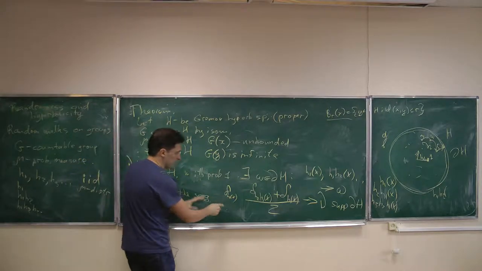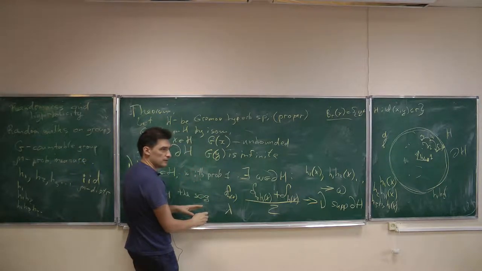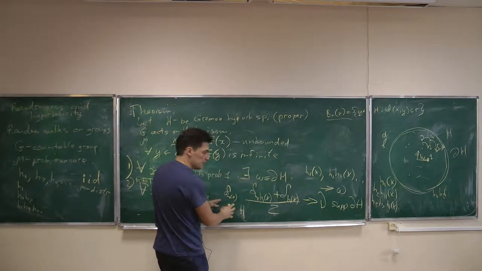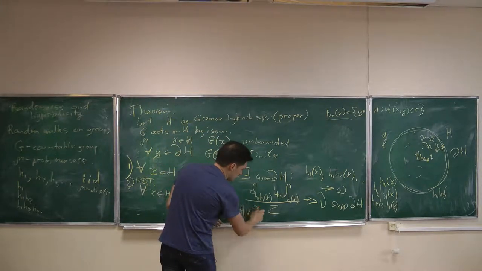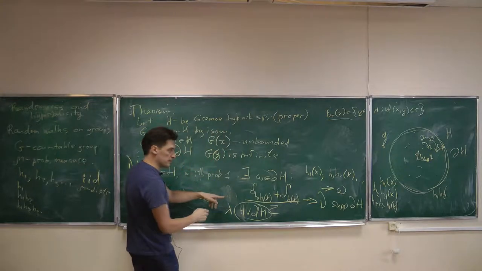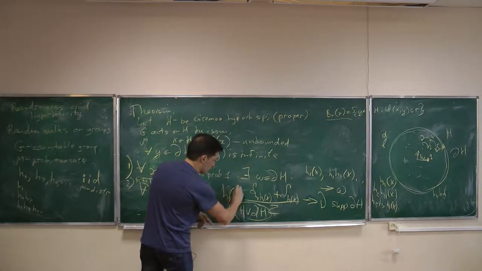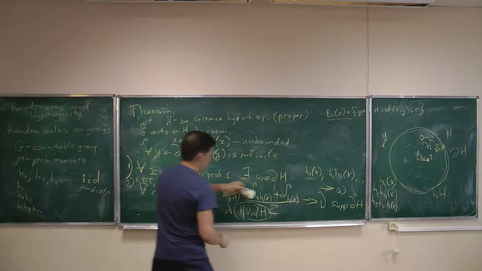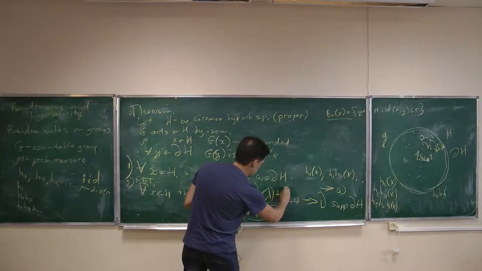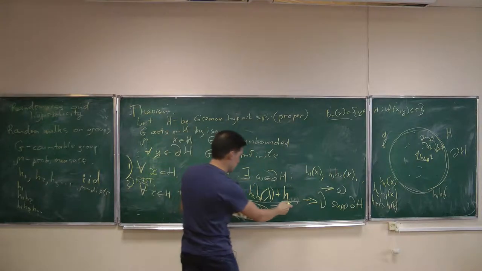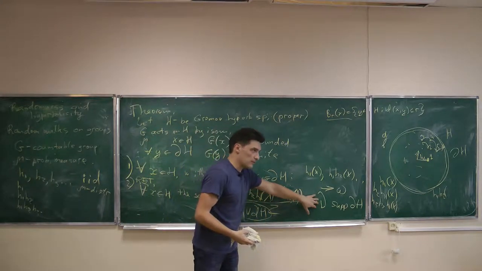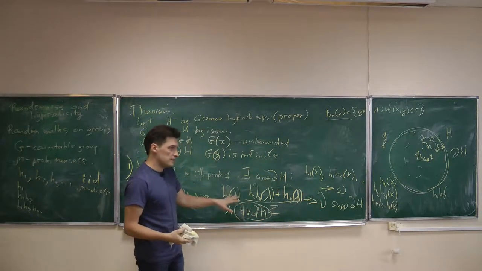Instead of a point, you can take any measure, even not on H, any Borel probability measure on this union. Yeah? And then, instead of these things, you consider this lambda, then you consider this sum. This is the same for lambda, yeah? One for lambda, and so on. And this sequence will go to the same nu for any measure.